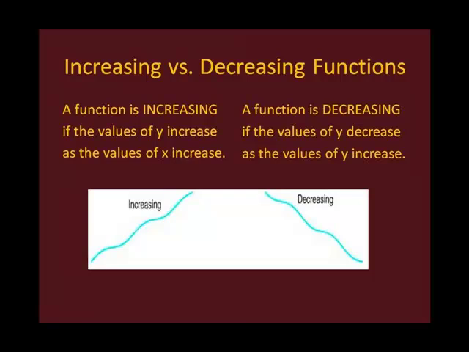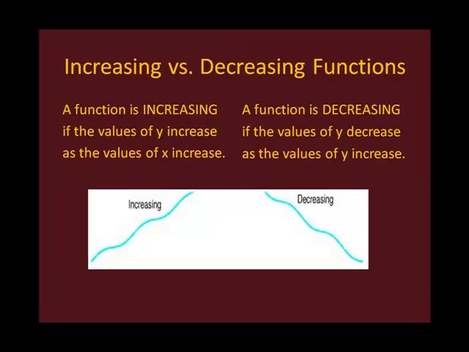Similarly, we say that a function is decreasing if the values of y decrease as the values of x increase. So here, as we move from left to right, as the x values go up from 0 to 1 to 2 to 3, the y values go down. So you can see what a decreasing function looks like as you move from left to right.